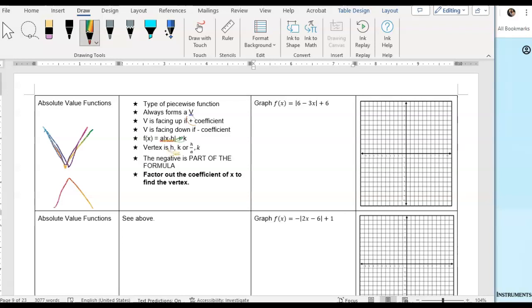Remember that h, that negative, is part of the formula. So if it is a positive, that means it's actually negative, and if it's a negative, it's actually positive.